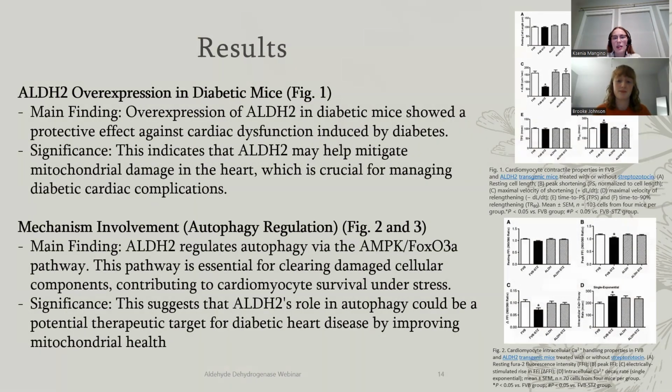Results from this article showed that the overexpression of ALDH2 in diabetic mice showed a protective effect against cardiac dysfunction induced by diabetes. This indicates that ALDH2 may help mitigate mitochondrial damage in the heart, which is crucial for managing diabetic cardiac complications. And ALDH2 regulates autophagy via the AMPK-FOXO3A pathway.